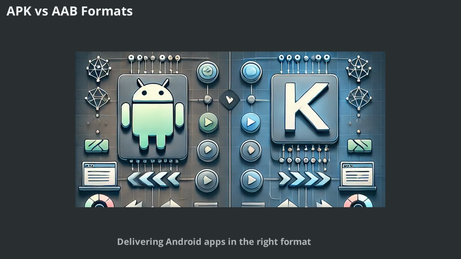Delivering Android apps in the right format is essential for user experience and distribution. Interviewers may ask about the differences between APK and AAB. APK is the traditional format, while AAB, Android App Bundle, is recommended for modern apps, enabling optimized delivery and smaller downloads. Understanding these formats demonstrates your knowledge of app deployment best practices.